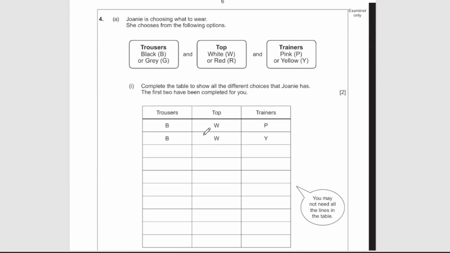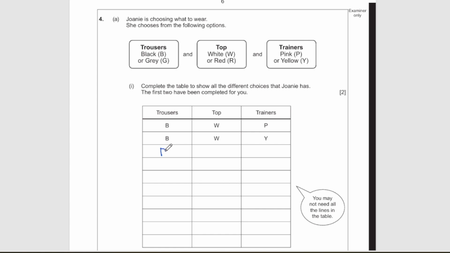Question 4. Joni is choosing what to wear. She chooses from the following options. Trousers black or grey, and top white or red, and trainers pink or yellow. Complete the table to show all of the different choices that Joni has. The first 2 have been completed. So we've got black, white and pink, black, white and yellow.